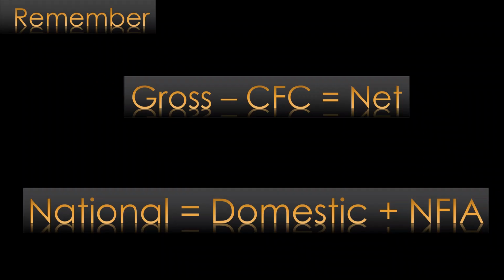So these are the things to remember. If you want to get net, you will have to subtract depreciation from gross. If you subtract depreciation from gross, you get net. And national means domestic plus net factor income from abroad.